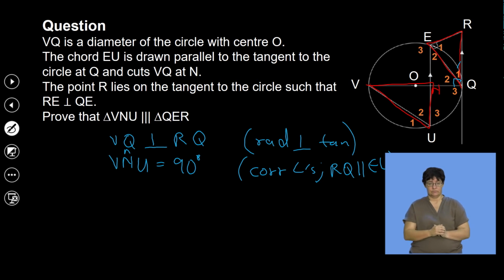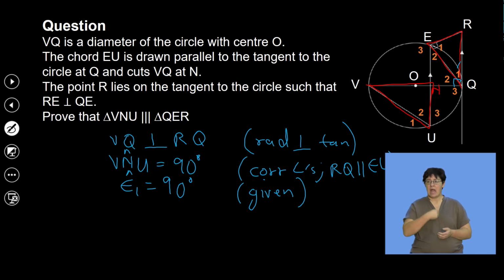And then if that is the case, I will then also have my E1 as 90 degrees. That was given to me. E1 is 90 degrees, this was given, right? I'm just going to say this is given. Then I need one more angle that I can link so that I can make these triangles similar to one another, right?